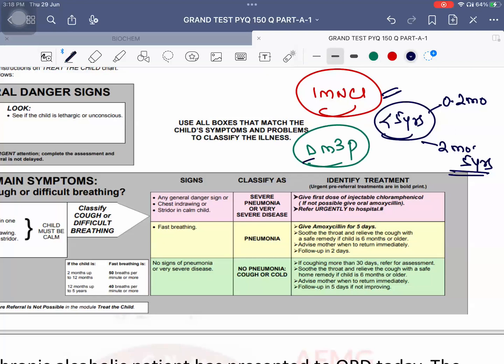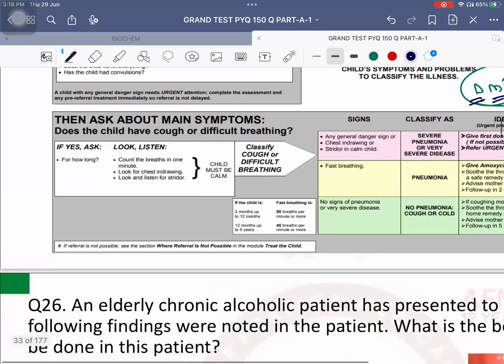D for diarrhea and dehydration. M for malaria, measles, malnutrition, and P for pneumonia. Okay? So we are talking about pneumonia. Important. What do you need to do first? You need to assess the condition of the child.